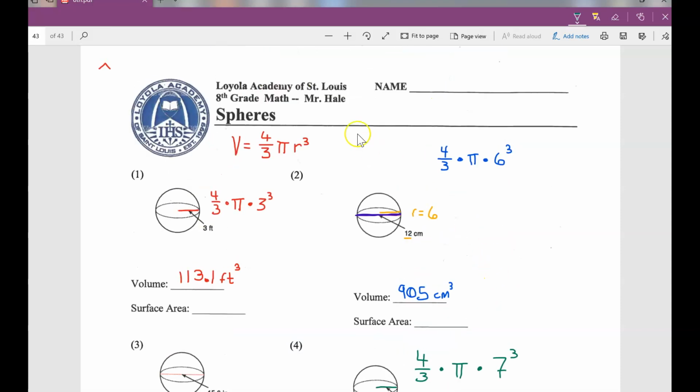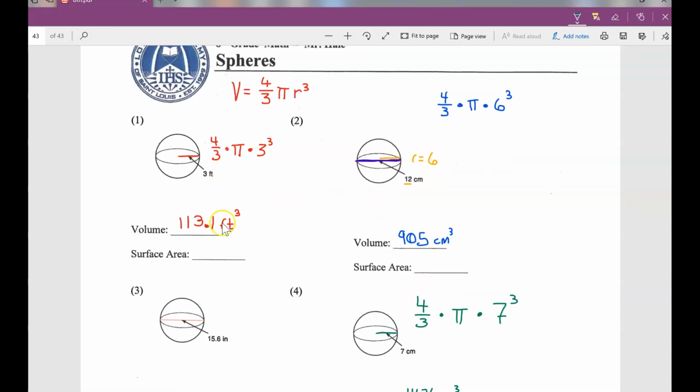Okay, simple formula. 4 thirds pi r cubed. Remember, there's various different ways you can enter 4 thirds and pi. Remember to make sure you use to the third power. Don't square it. Cube it. There'll be 6 questions similar to this for today, and then tomorrow we'll use the same worksheet, but we'll work on surface area. I'll post a video about surface area tomorrow morning.